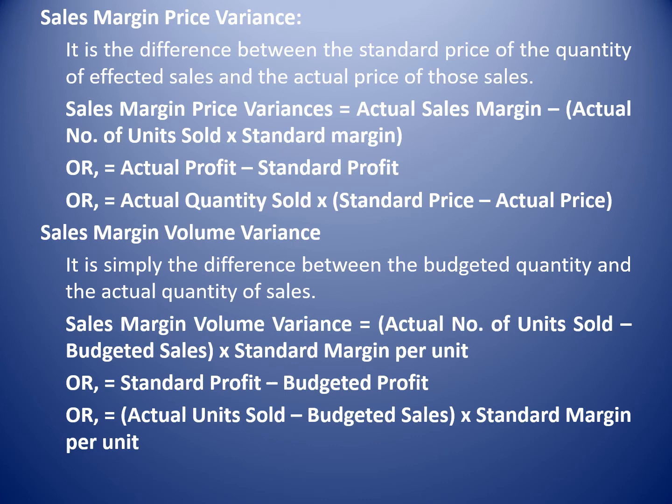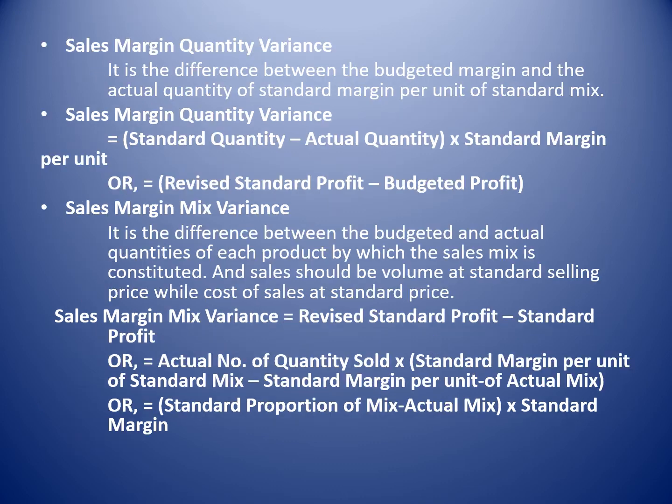So next we will go to sales margin volume variance. It is simply the difference between the budgeted quantity and the actual quantity of sales. Sales margin volume variance equals actual number of units sold minus budgeted sales into standard margin per unit, or standard profit minus budgeted profit, or it can also be calculated using this formula: the difference between actual units sold and budgeted sales into the standard margin per unit.